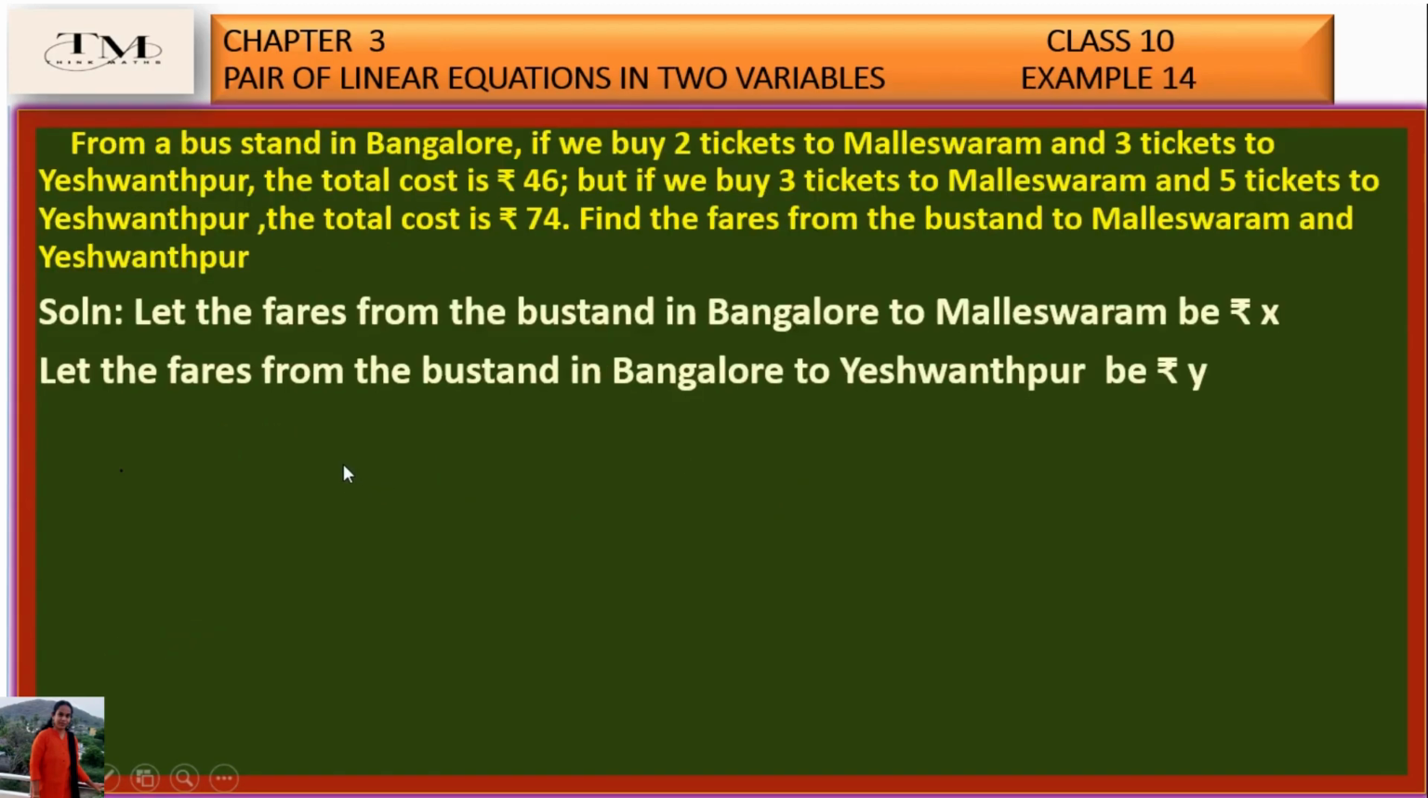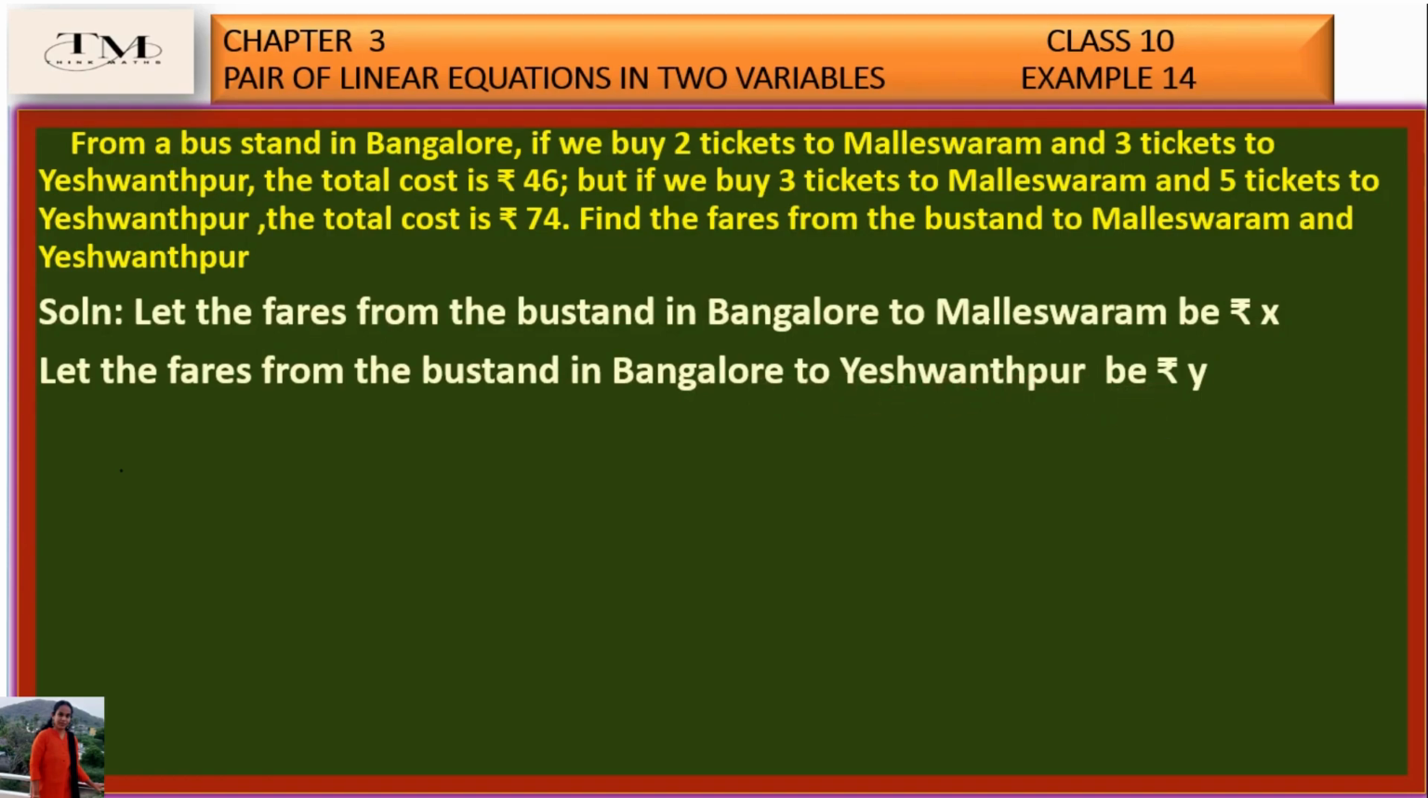First example, 14. From a bus stand in Bangalore, if we buy 2 tickets to Malleshwaram and 3 tickets to Yeshwanthpur, the total cost is rupees 46. But if we buy 3 tickets to Malleshwaram and 5 tickets to Yeshwanthpur, the total cost is 74. We have to find the fares from the bus stand to Malleshwaram and Yeshwanthpur. Let us assume the fare from the bus stand in Bangalore to Malleshwaram as x and the fare to Yeshwanthpur as y.